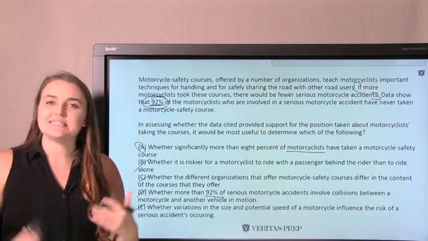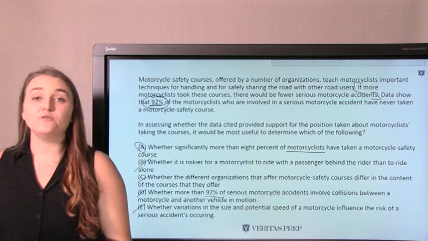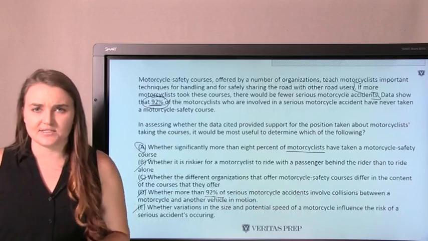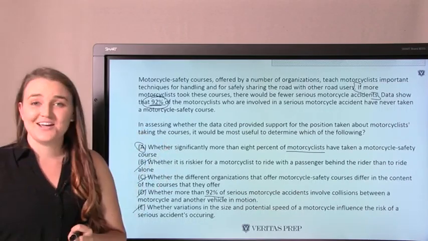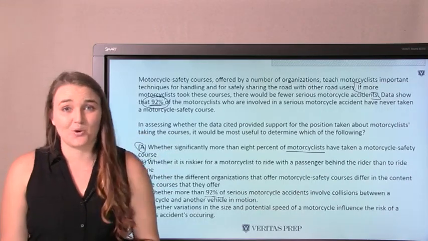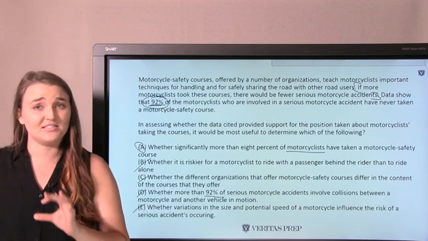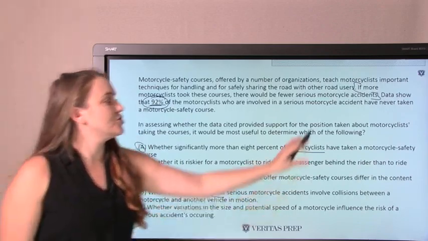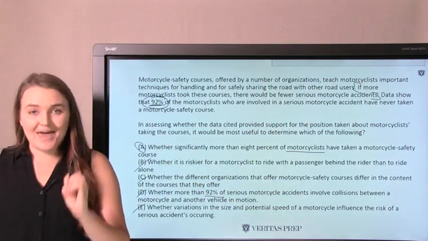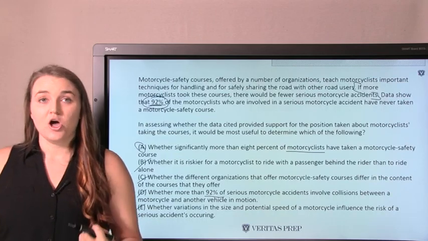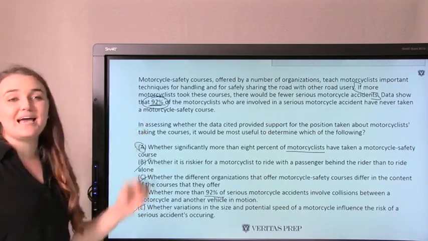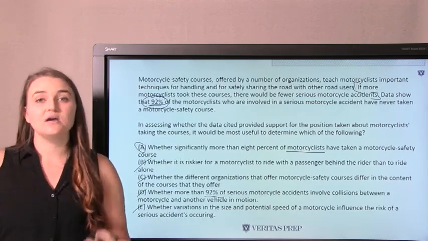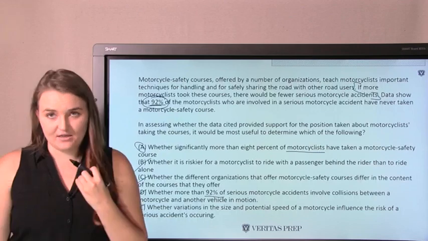And if we take it a silly step further, if only 1% or 2% of people take the course, if almost nobody takes the course, and 8% of people involved in accidents have taken the course, this tells me this course is counterproductive. We want to steer clear of it. So whether or not it makes sense to use this evidence to draw the given conclusion hinges completely on how this 8% who have taken the course involved in accidents compares back to the percent of the population who have taken the course.